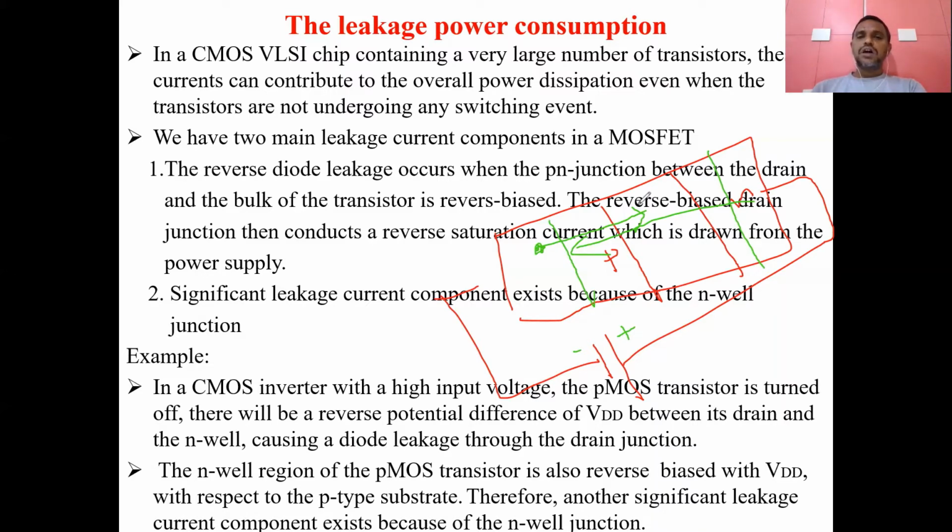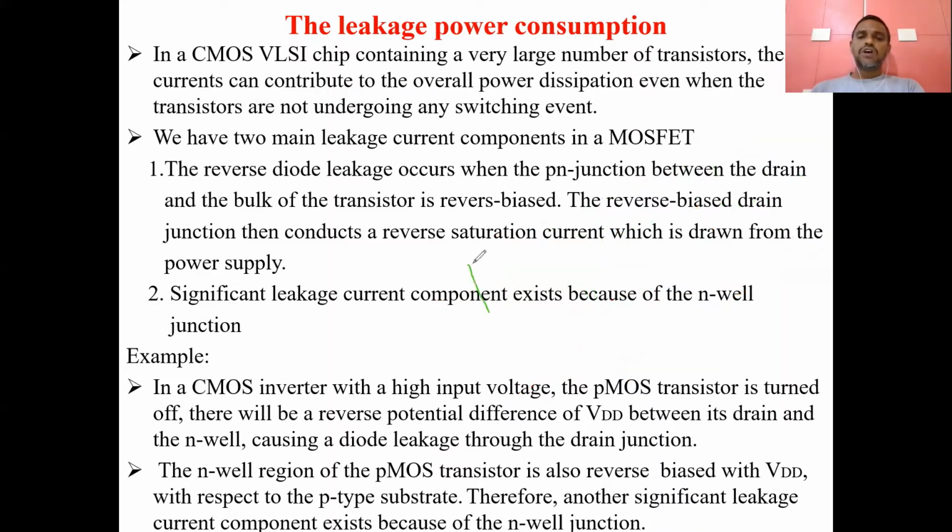If you consider an NMOS transistor, it consists of source and drain, and there will be a formation of depletion regions. This is the P substrate. This one is N-type material and this one is also N-type material, so both junctions will be formed. Whenever there is a reverse bias or off condition of this MOSFET, a reverse saturation current will flow.